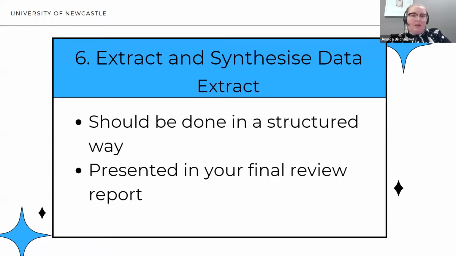Once you've done that, you'll need to extract and synthesize your data. The extract process involves that once your decision's been made about which articles to include in your review, relevant data from each of those studies needs to be extracted. This is decided in your protocol stage, and it should be done in a structured and organised way, and it'll be presented in your final systematic review report.